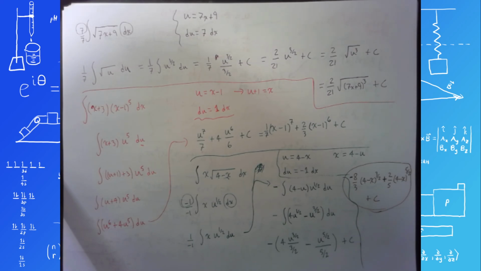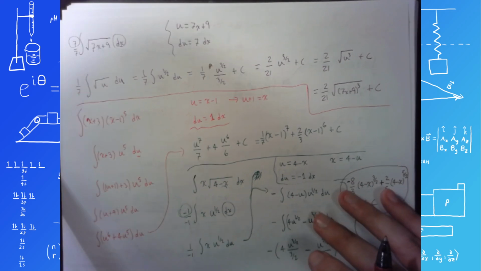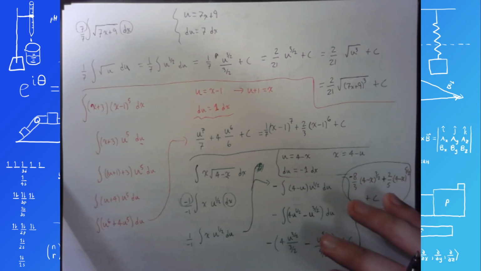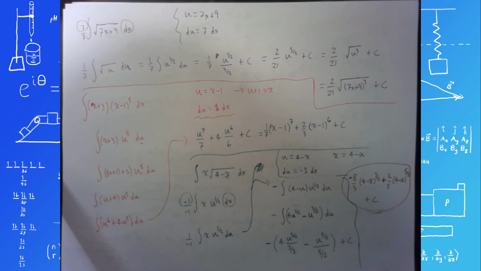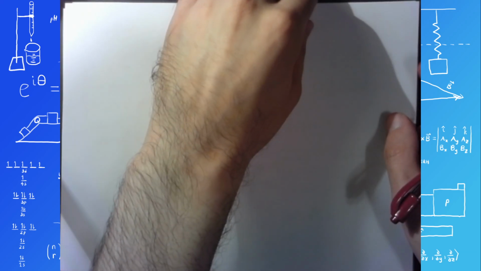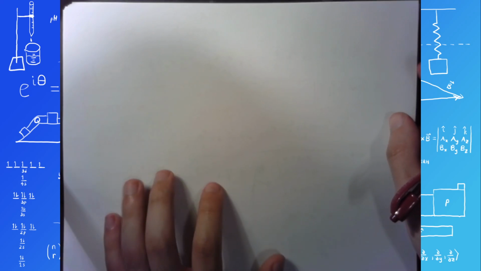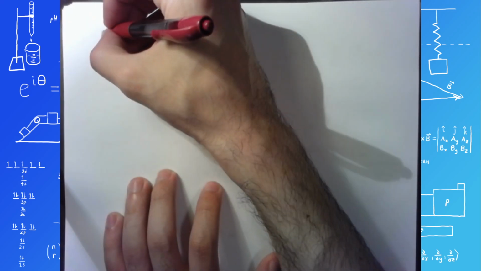You know what? I'll go over logs real quick. So, the power rule works for negative exponents, we said, right? Well, there is one specific negative exponent that it does not work with, and that is negative 1.